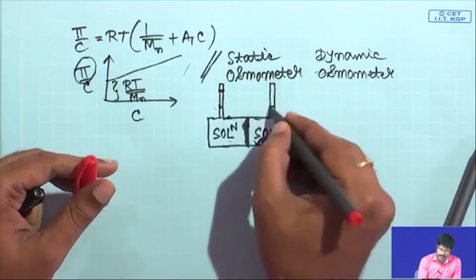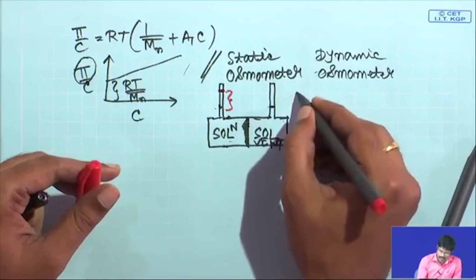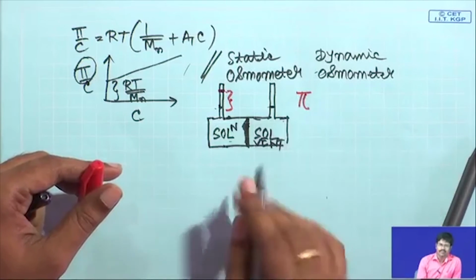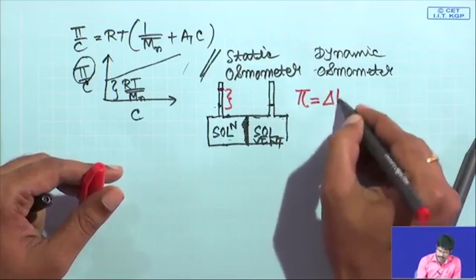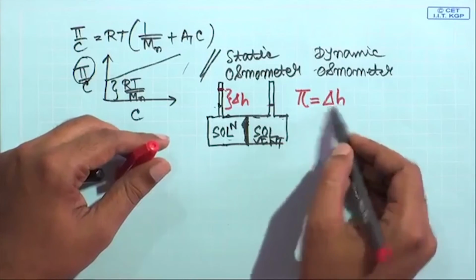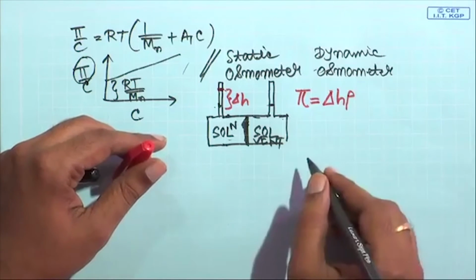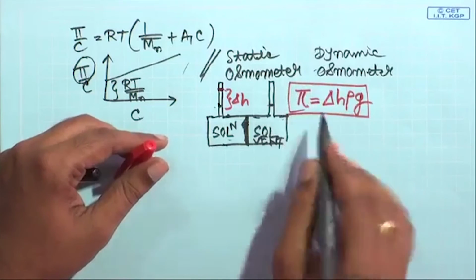So, this difference of the height is equal to your osmotic pressure, that is delta H, the difference of the height. So, this difference of the height is basically correlated to the osmotic pressure. That osmotic pressure is equal to the difference in height into the density of the liquid into g. So, from here you can find out the osmotic pressure.